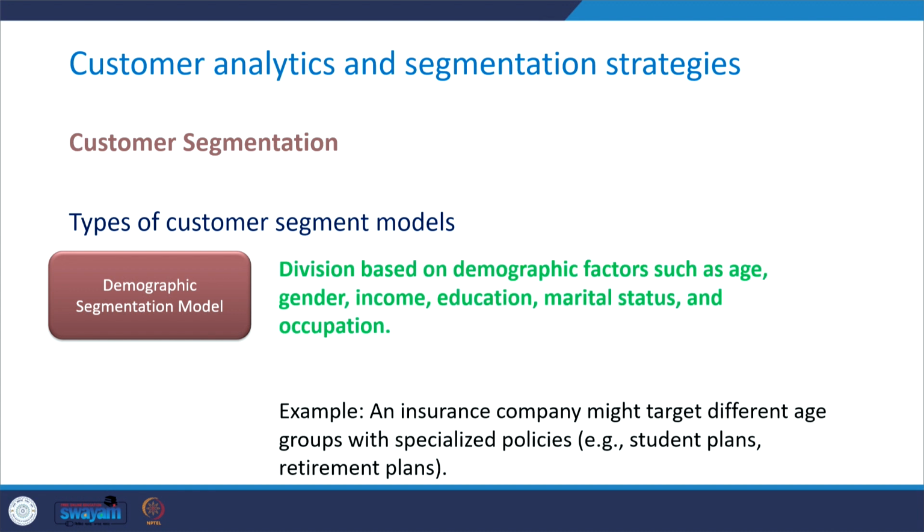First here is the demographic segmentation model. Here the division of the market is based on demographic factors such as age, gender, income, education, marital status and even occupation. For example, an insurance company might target different age groups with specialized policies, for example, student plans, retirement plans and so on.